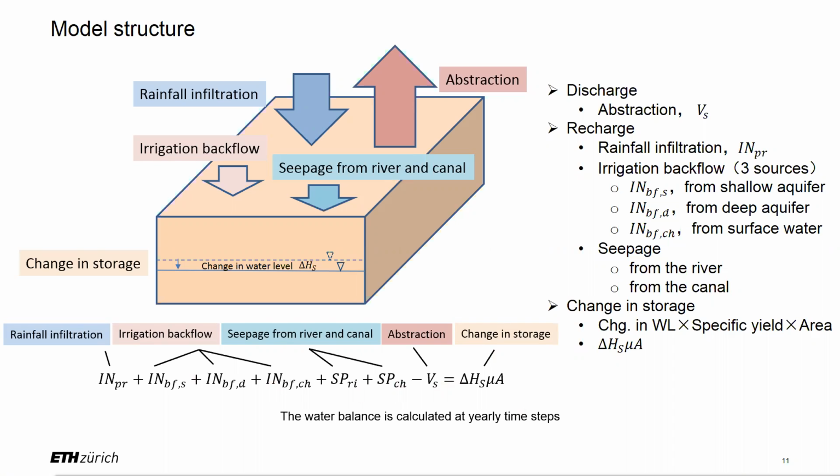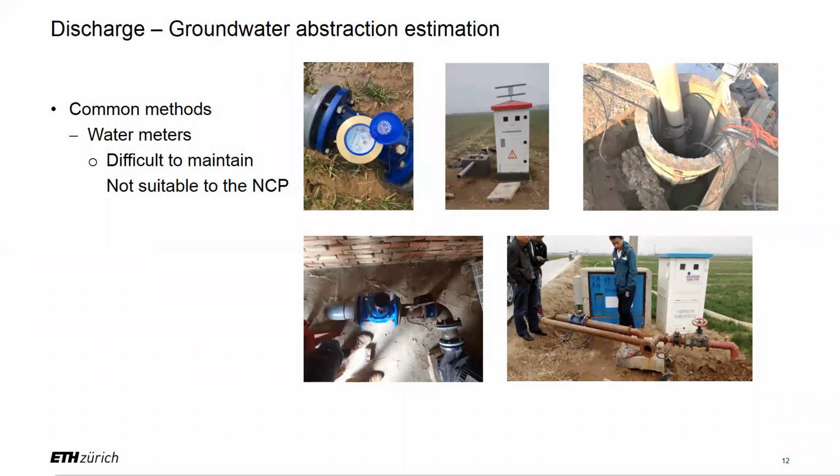I will introduce it one by one. First, let's look at the discharge, the groundwater abstraction for irrigation. Usually in water balance analysis, groundwater abstraction is an unknown. This is because the groundwater abstraction is very difficult to monitor. The common method is water meters, but it is difficult to maintain, and there are a huge number of small-scale wells in the North China Plain. Direct water metering is not feasible.